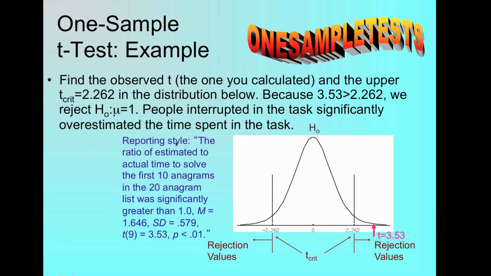And this is how you would write it based on APA style. The ratio of estimated to actual time to solve the first 10 anagrams in the 20 anagram list was significantly greater than 1.0, with a mean of 1.646, standard deviation 0.579, and a t, in parentheses the degrees of freedom, which is n minus 1. Remember, your n was 10, and degrees of freedom for a t is n minus 1, so that's how I got 9, is 3.53, p less than 0.01. So it's not just less than 0.05, it's actually less than 0.01, so that's what you state here.